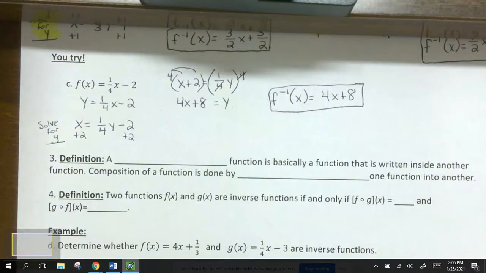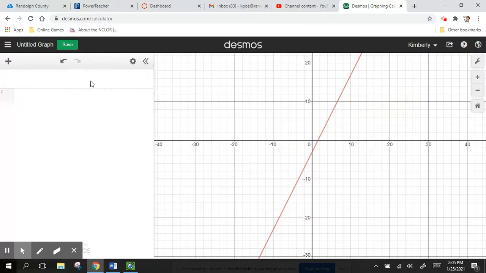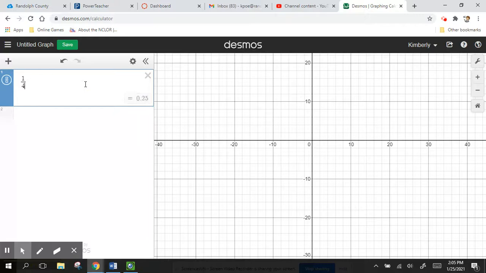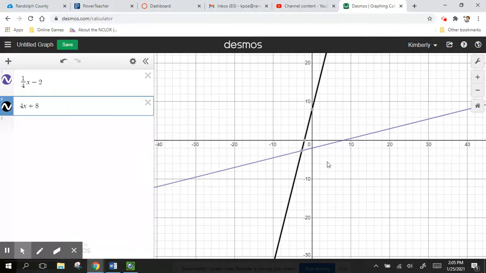Now, if you went to Desmos and graphed that, so we would have 1/4 x minus 2. And then the other one will be 4x plus 8. Okay? So the purple is our original function, and the black is the inverse function.